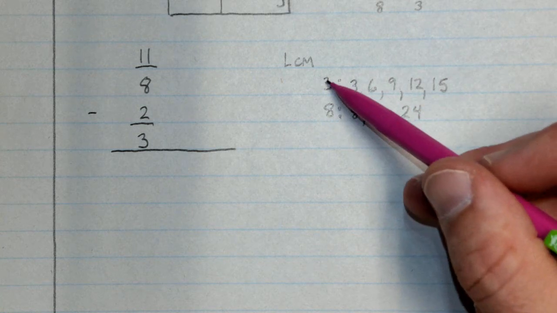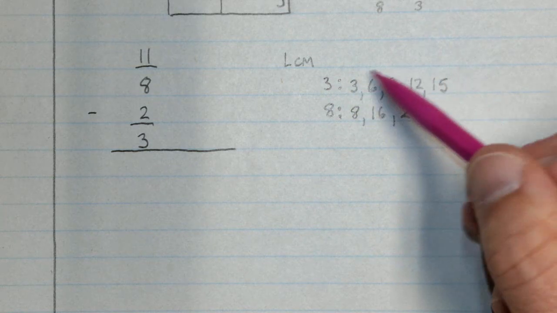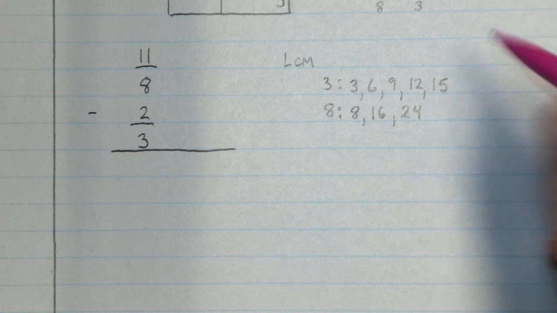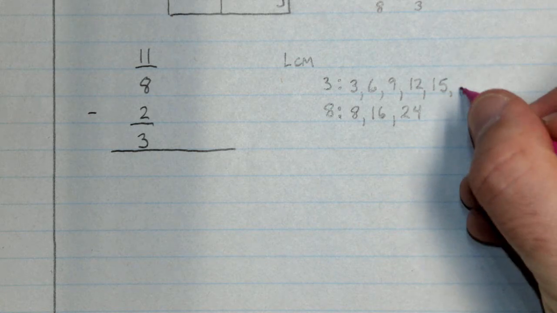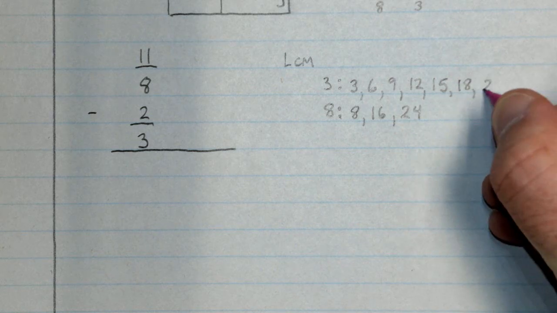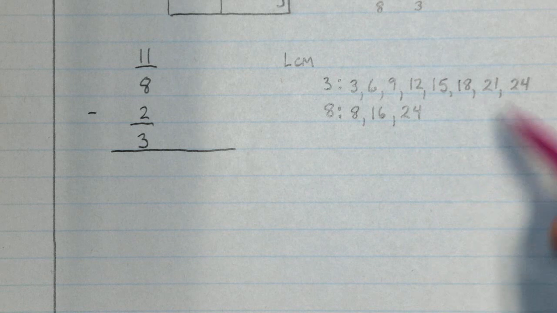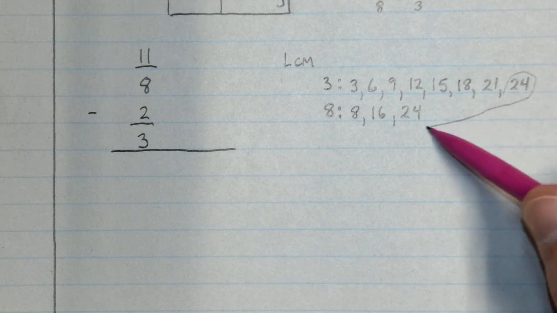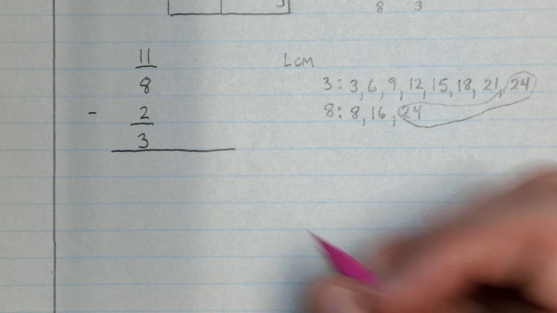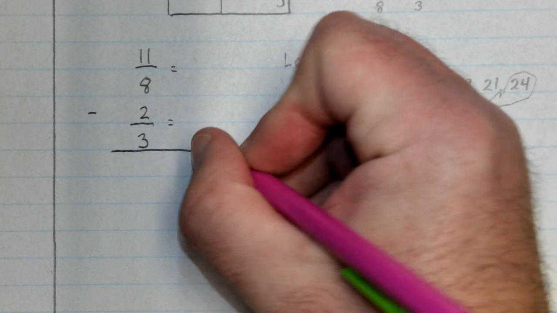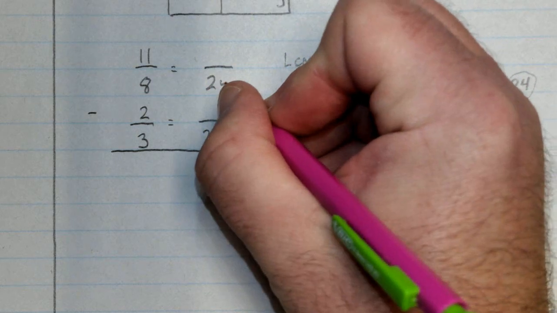Now once I have multiplied the two of them together, if there's nothing smaller that matches, and there isn't, that's your LCM. I'm going to go ahead and list the rest of them out so you can see that I am not fibbing to you. 24 is the first number that shows up in both lines. So our common denominator is 24. This is our least common denominator.